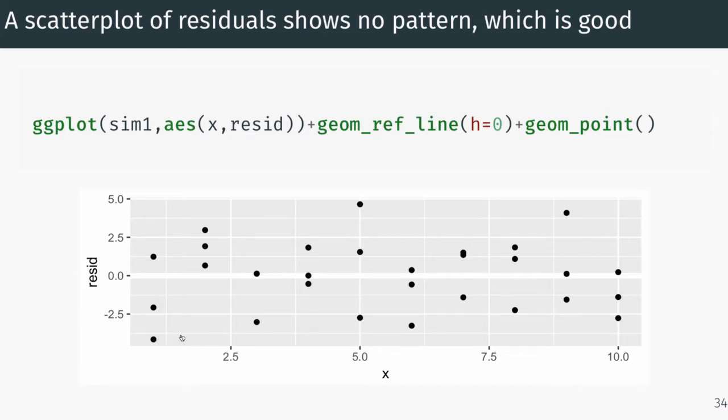So we're always looking for that. And the reverse is not true. We don't know for sure that the model is good just because there's no pattern of residuals, but we know for sure that the model is problematic if there is a pattern in the residuals.